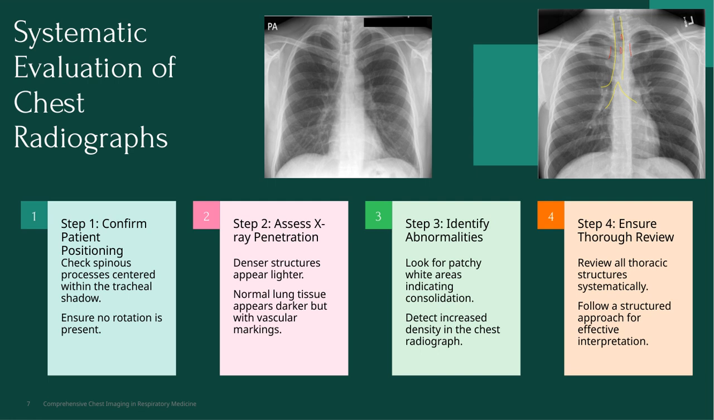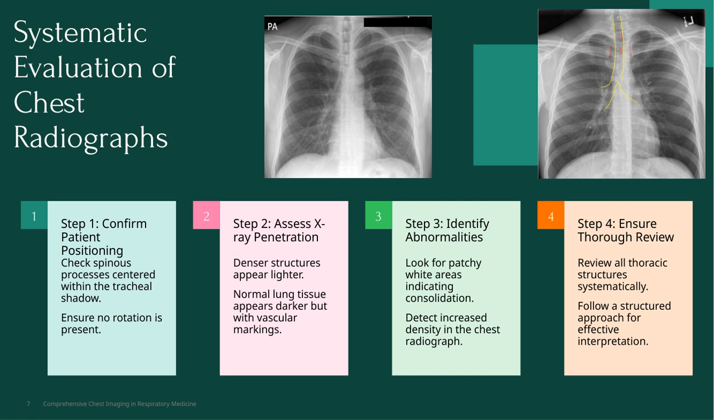Next, we assess the X-ray penetration. Remember, denser structures like bones appear lighter on the film, while normal lung tissue appears darker, but with visible vascular markings. This contrast helps us evaluate the lung fields effectively.